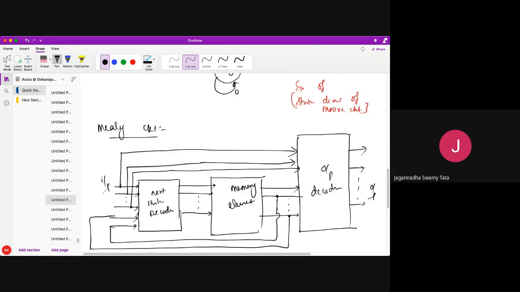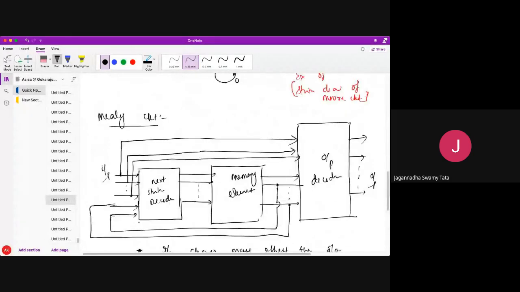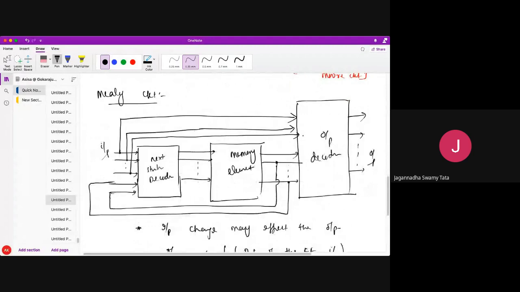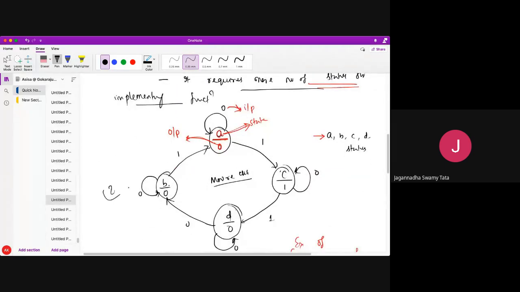So do you all understand? So this is the block diagram of the Mealy circuit. Okay, the only difference is you can see the inputs are connected to the output decoder. So you can see output does not depend only on the present state but also on the inputs. Input change may affect the output, and the number of states required to design this Mealy circuit is less compared to the Moore circuit. So these are the differences. So you will get 2 marks if you write all this.